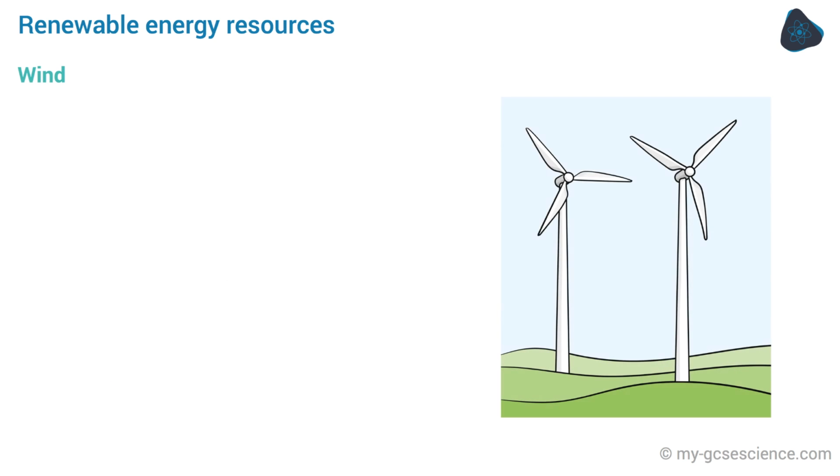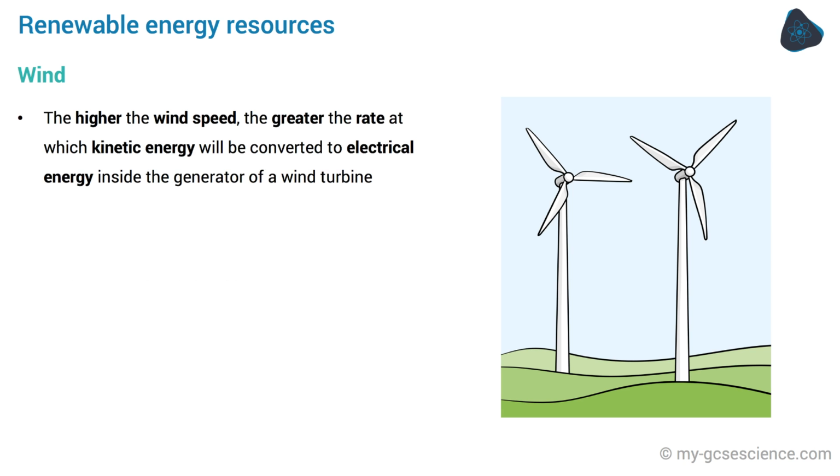When the blades of a wind turbine rotate, they turn a generator which allows for the production of electricity. The higher the wind speed, the faster the blades will rotate, and so the greater the rate at which kinetic energy will be converted to electrical energy inside the generator. Wind power is renewable and clean.